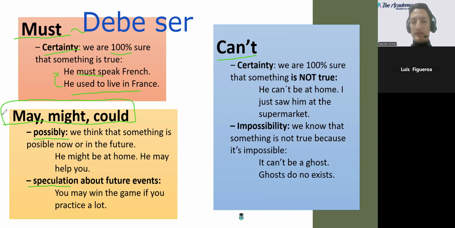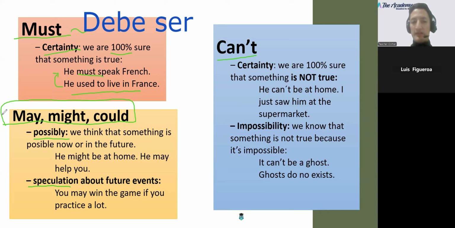Listo. And finally, Luis, we have can't. You remember can't? What is the meaning? No podría o no poder. Excellent. In this case, also we have certainty, but the certainty that something is not true. Yes, tenemos certeza, pero de que algo no es verdad. It's not true. So, he can't be at home. I just saw him at the supermarket.